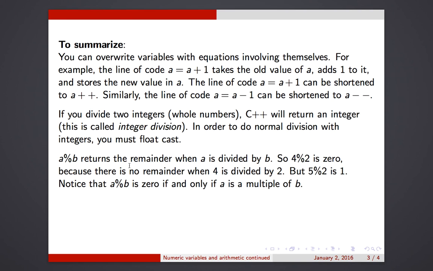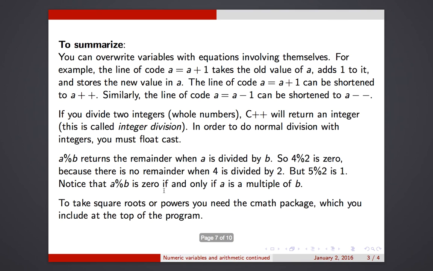A % B gives you the remainder when A is divided by B. So 4 % 2 is 0, because when you divide 4 by 2, there's no remainder. Or to be more precise, the remainder is 0. But 5 % 2 is 1, because when you take 5 and divide it by 2, you have 1 left over. And notice this will be more and more useful as we move through the course. A % B is 0 if and only if A is a multiple of B. Or if you like, if and only if B is a divisor of A. I don't know which language you like, but B has to divide A, or A has to be a multiple of B in order to get 0 out of that percent symbol.